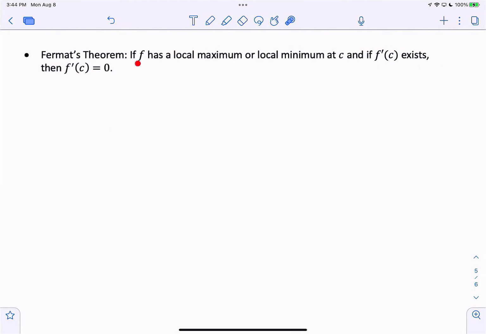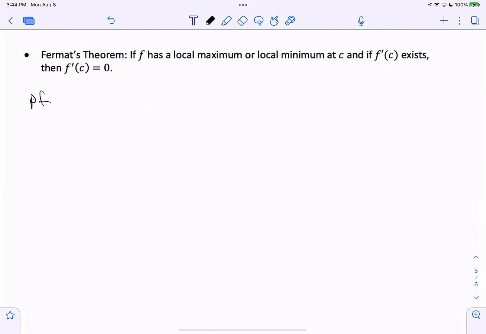Fermat said that if f has a local maximum or a local minimum at c, and if f prime of c exists, then the derivative is 0. I want to make really clear, Fermat is not saying that a 0 derivative automatically means you have a local max or a local min. We've already seen that you may or may not have one of those. What this says is the backwards of it. If you know you have a local max or a local min, and if the derivative exists, then the derivative is 0.